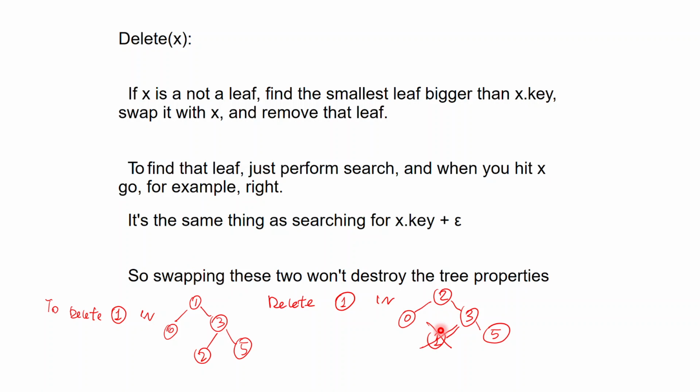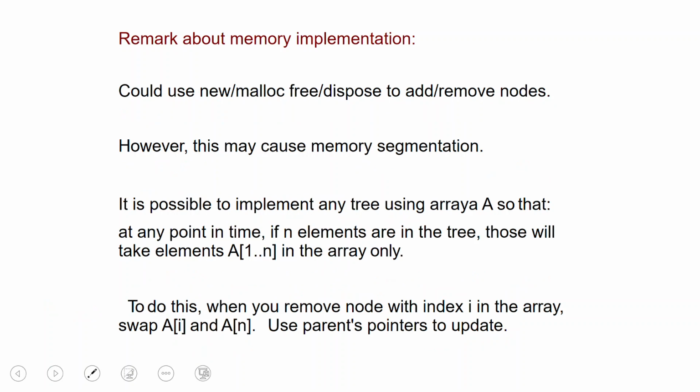Great. I want to conclude with a couple of remarks. The first remark is about the memory implementation. When you add nodes, remove nodes, you could use something fancy like, in C, you have new and malloc, in Java something like free and dispose, I think. And so on. If you do this, you rely on the operating system to decide where you should store your nodes in the memory of your machine. And this, in some cases, may give you some memory segmentation. You may also have delays and so on.